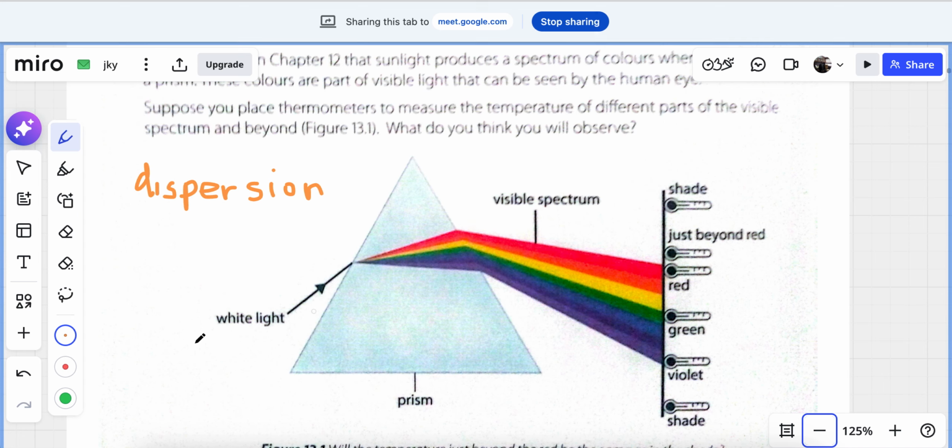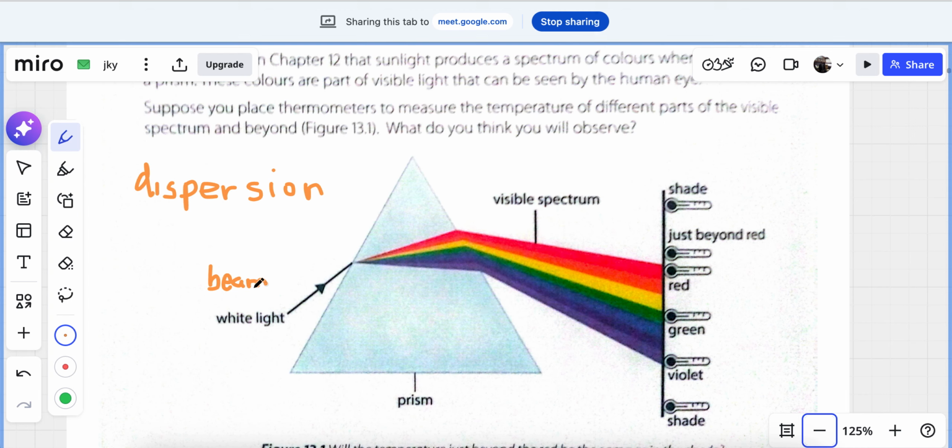So we should be able to define dispersion. Dispersion is the process whereby a narrow beam of white light or sunlight, whatever terminology you want to use. Do you know what a narrow beam of light means? It means many rays of light put together and made narrow. A narrow beam of white light is shone through a triangular prism. Remember, it's a triangular prism. This experiment was done by scientists in the late 1880s.